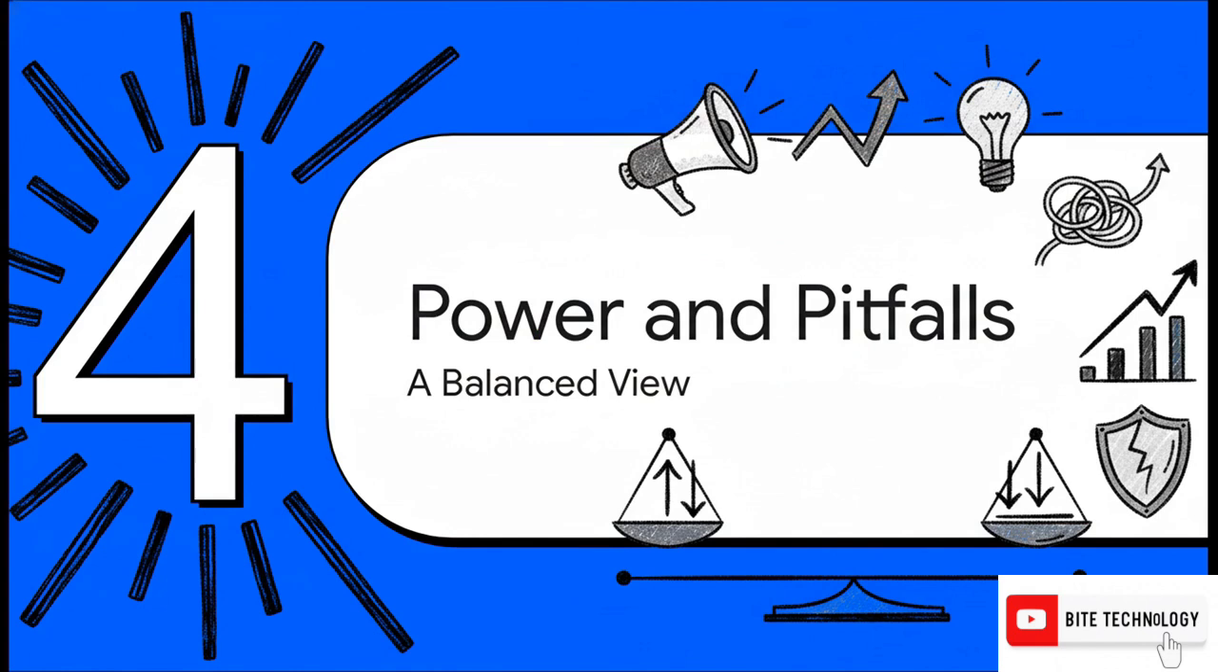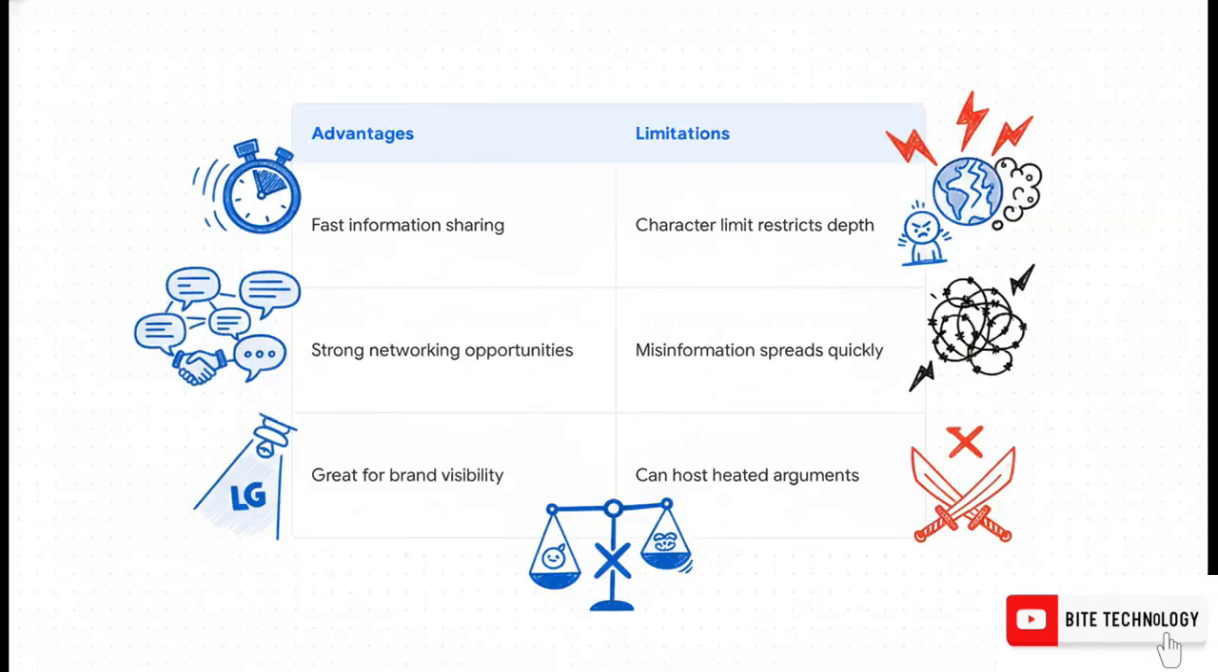But of course, it's not all positive. With this kind of power and influence, well, there's always a flip side. Let's get into a more balanced view of the power and the pitfalls. And this really lays it out clearly. It's a double-edged sword. That same speed that's amazing for sharing information, it's also perfect for spreading misinformation. Those incredible networking opportunities, they can quickly turn into heated, toxic arguments. For every big advantage, there's a pretty serious limitation to consider.